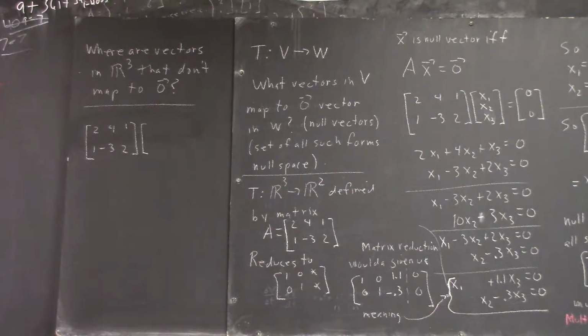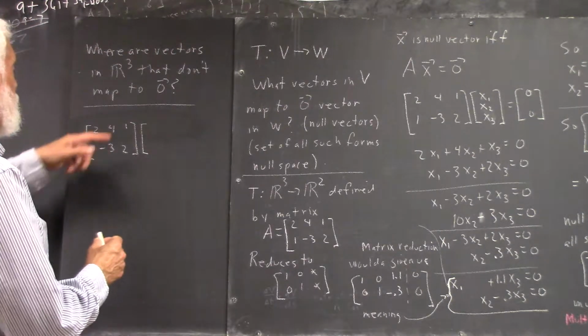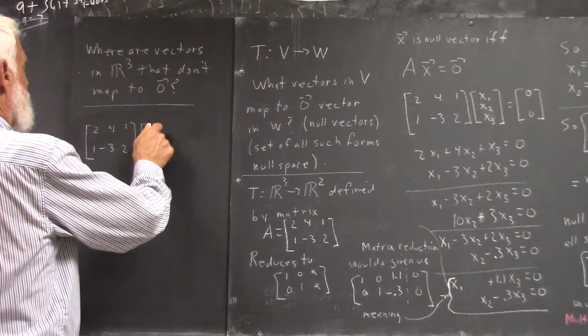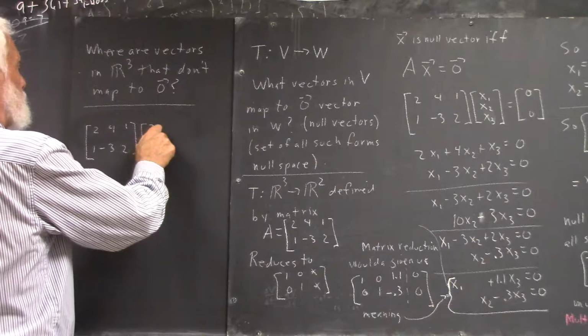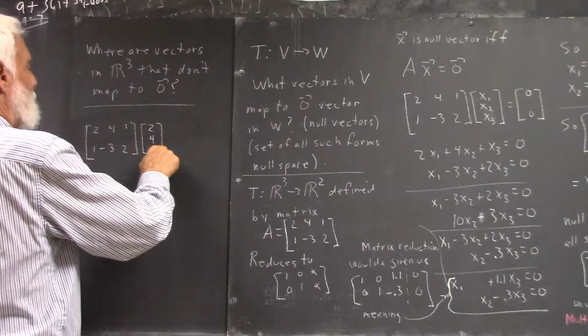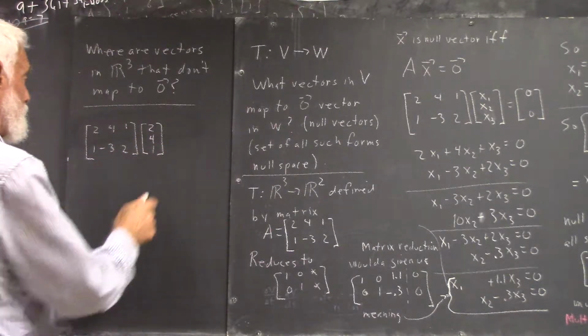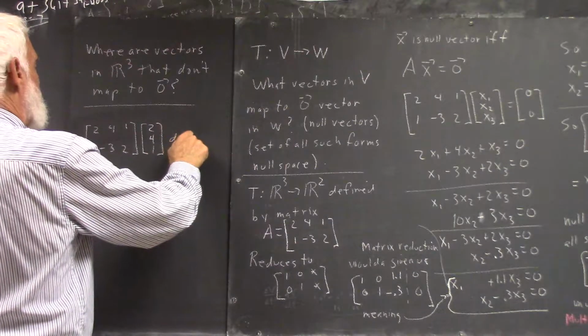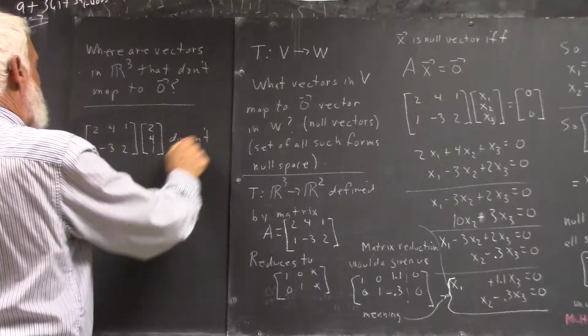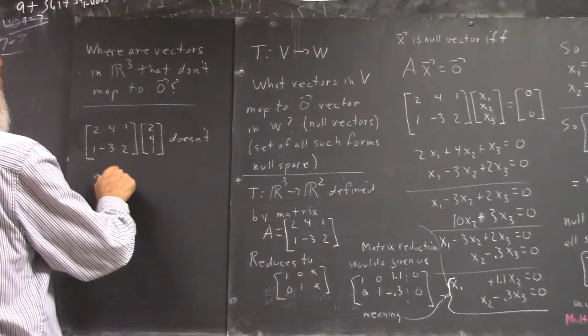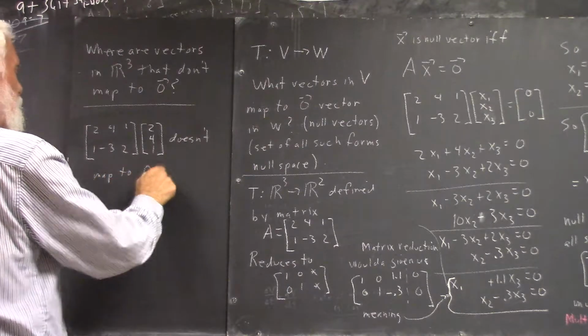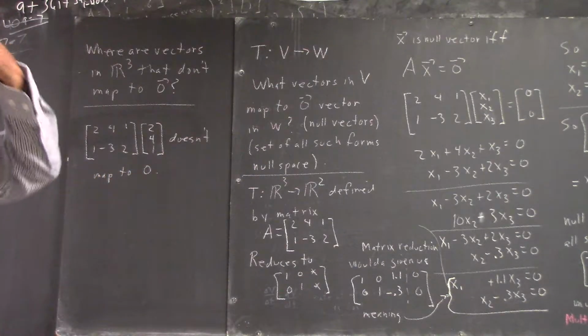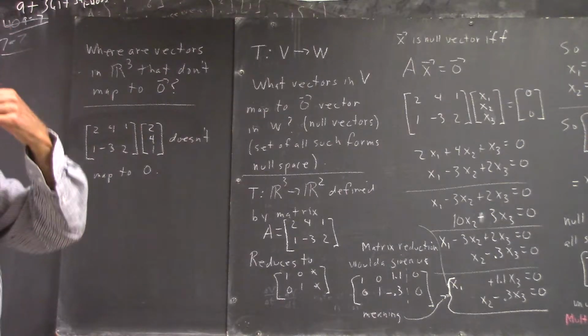It's very easy to see that 2, 4, 1, but this matrix times 2, 4, 1 doesn't map to 0. Without doing the calculation, how do you know that?